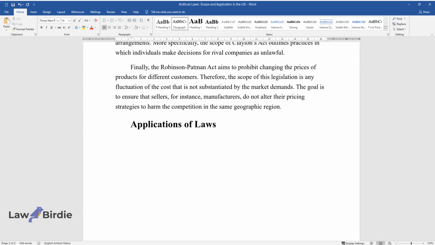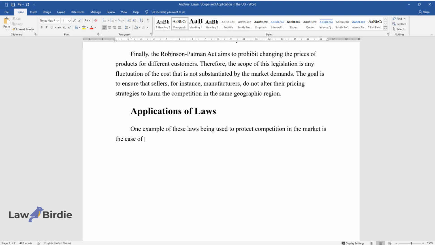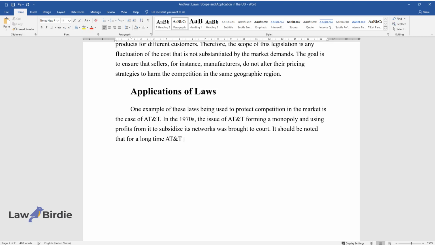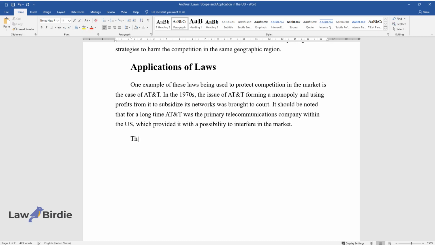Applications of laws. One example of these laws being used to protect competition in the market is the case of AT&T. In the 1970s, the issue of AT&T forming a monopoly and using profits from it to subsidize its networks was brought to court. It should be noted that for a long time AT&T was the primary telecommunications company within the U.S., which provided it with a possibility to interfere in the market.